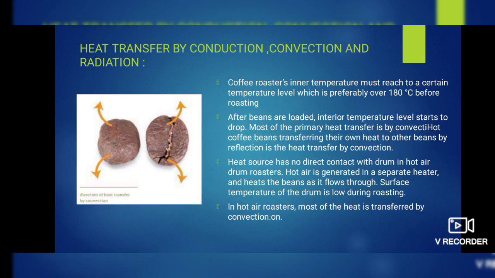The heat source has no direct contact with the drum in hot air drum roasters. Hot air is generated in a separate heater and heats the beans as it flows through. The surface temperature of the drum is low during roasting. In hot air roasters, most of the heat is transferred by convection.